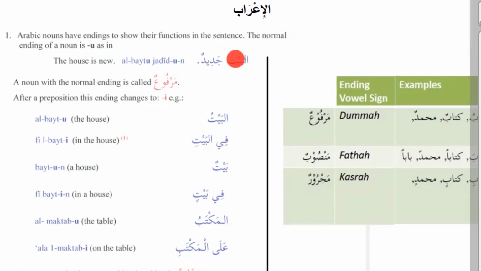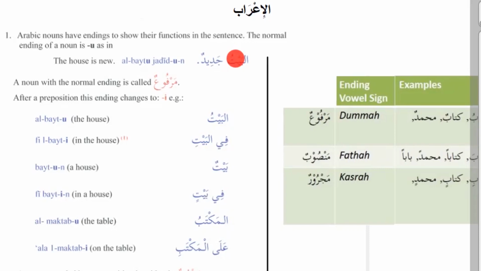Let me summarize again so that it will be clear. Most nouns in the Arabic language have dhamma on their last letter as their default form. For example, kalamun, baitun, kitabun, kursiyun, maktabun, having dhamma on the last letter. But if a noun has fatha or kesra, or fathatain or kesratain on its last letter, then it is as a result of a particular grammatical condition within the sentence that has affected it.